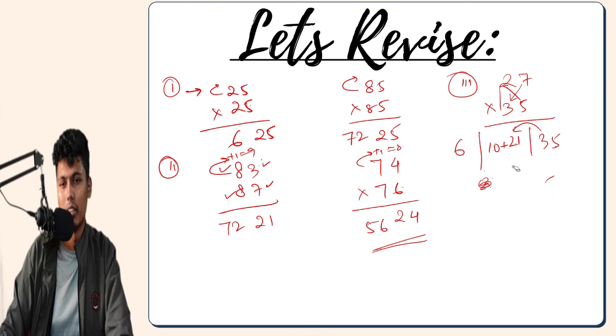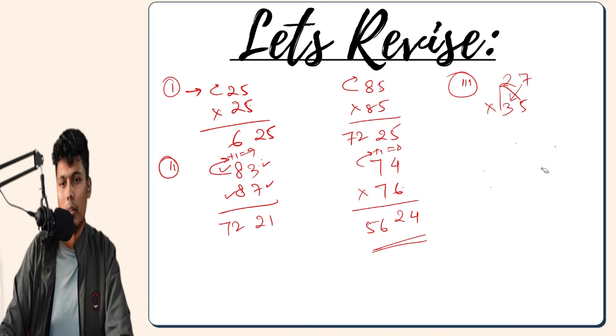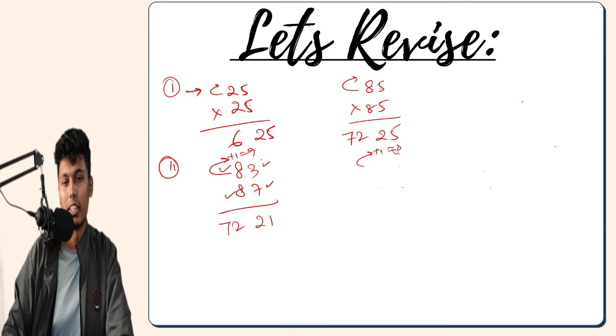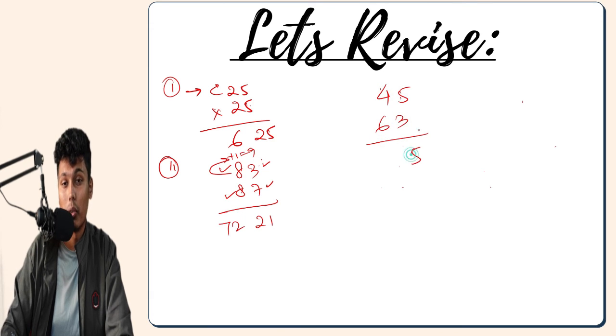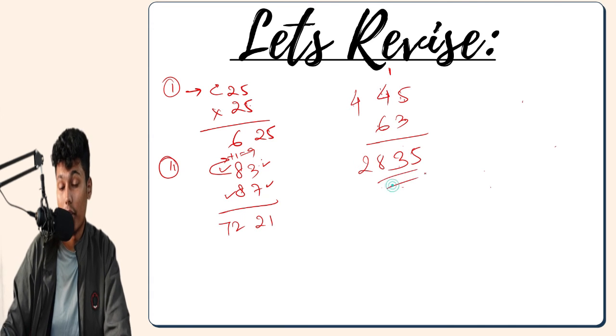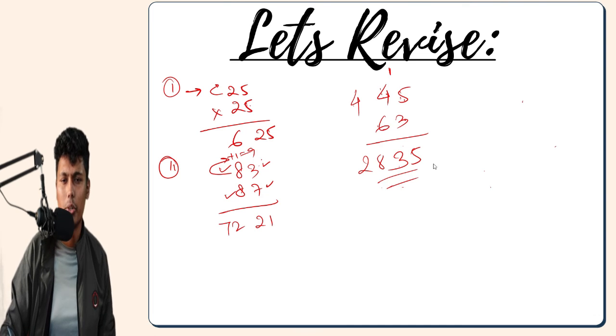So let me make some more questions, so you can practice. Let us do revision. For some more questions, like any 2-digit number like 45 into 63, like this. So 5 times 3 is 15, 5 write down and 1 in hand. 4 times 3 is 12, 6 times 5 is 30, 30 plus 12 is 42, plus 1 is 43, 4 in hand. 6 times 4 is 24, 24 plus 4 is 28. Okay, 2835. This is how you're going to multiply any 2-digit number.